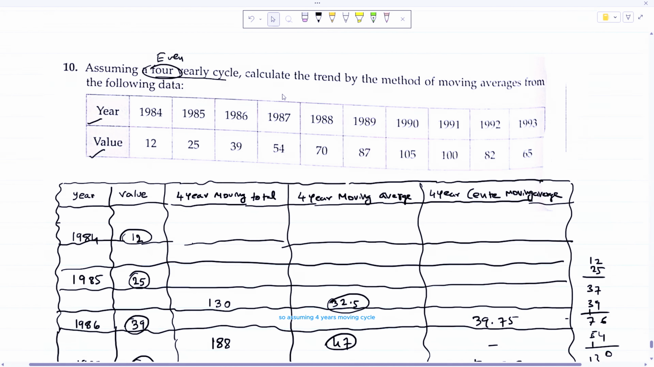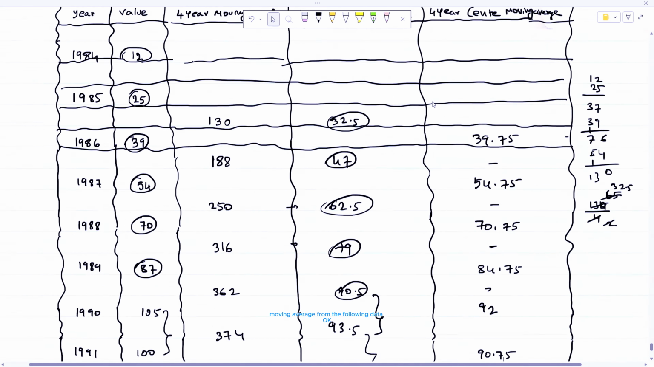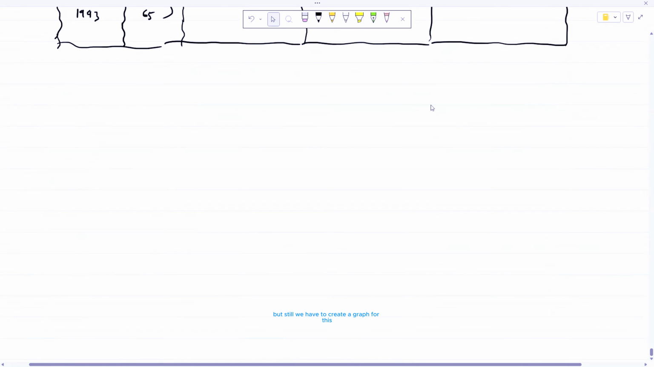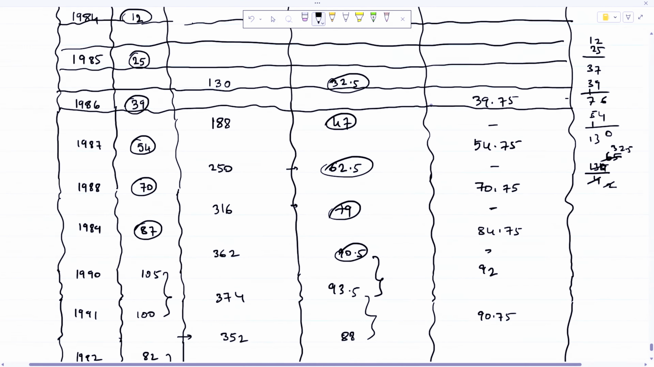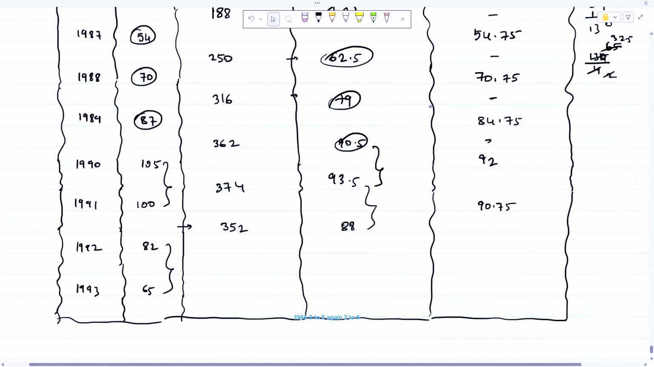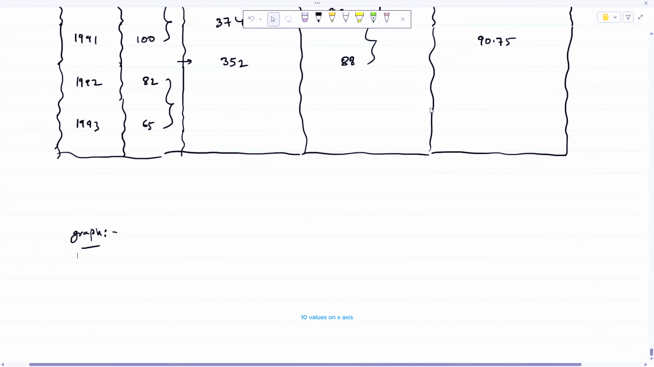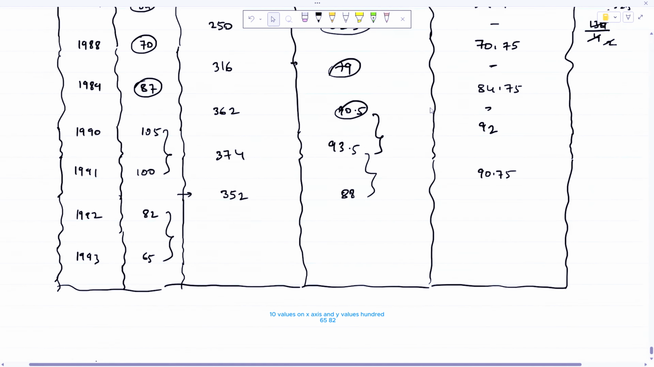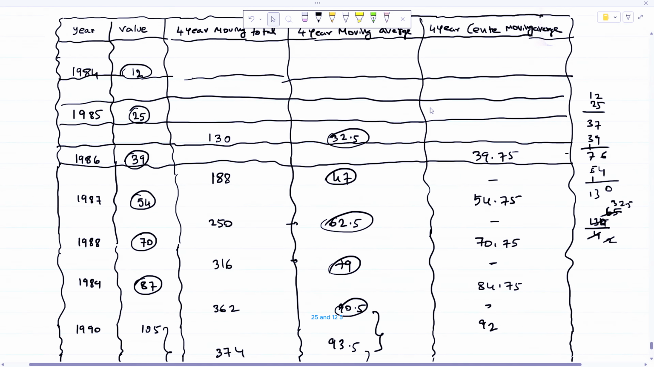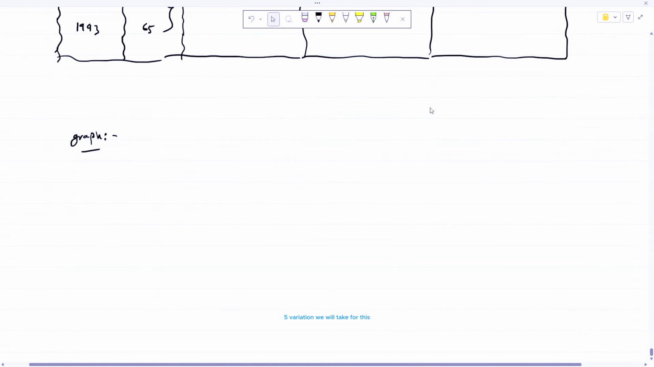So assuming 4 years moving cycle, calculate the trend method moving average from the following data. Okay. The question is not mentioning any graph, but still we have to create a graph for this. So look at the values, how many entries we have to do. 1984 to 93, 10 values on x-axis, and y values 100, 65, 82, 87, 70, 54, 25 and 12. 5 variation we will take for this.